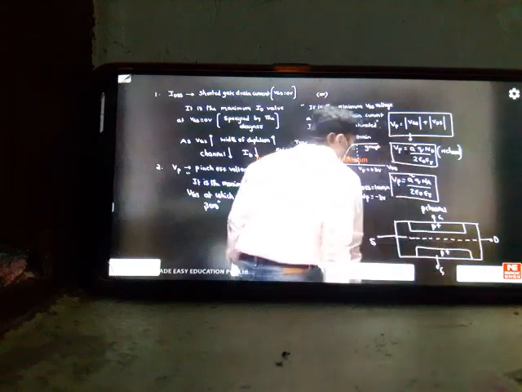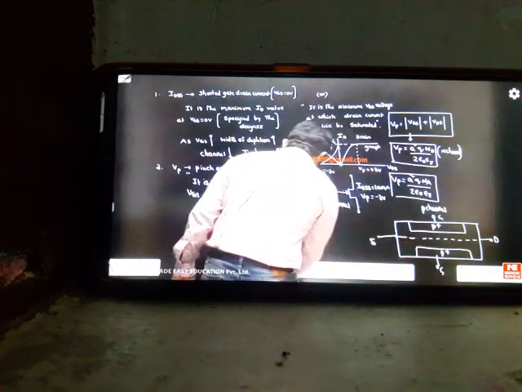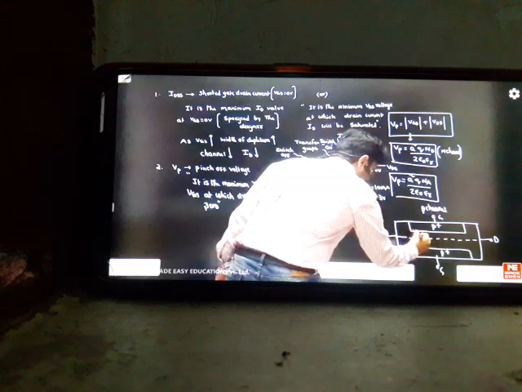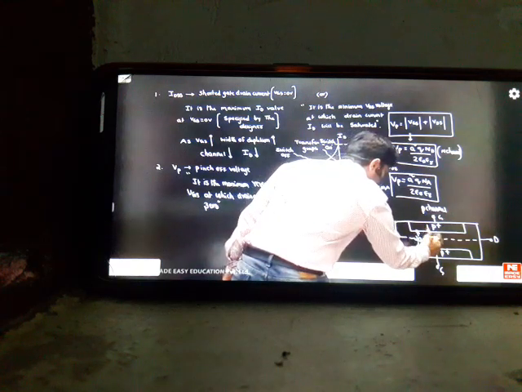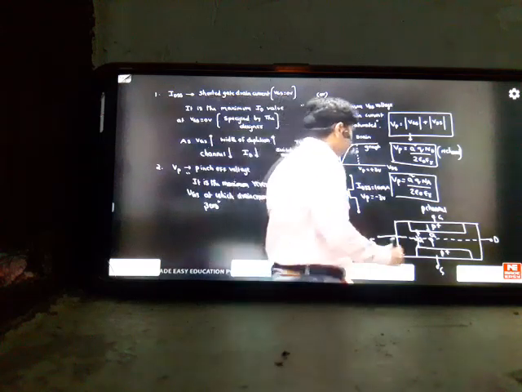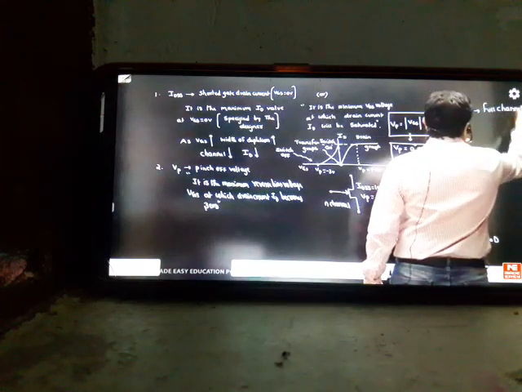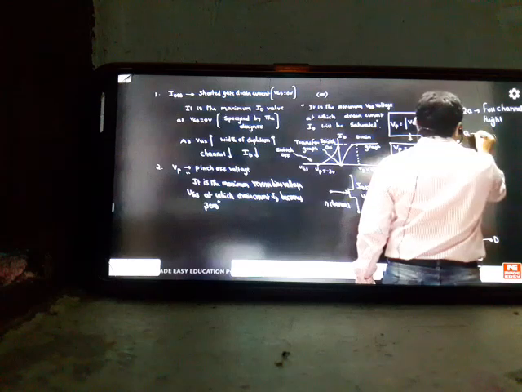If you cut like this, it becomes half of the device. Two PN junction devices you can cut like this. The total channel height he has taken as 2a. This is 2a. Then the half channel is a. So this is the dimension. 2a means full channel height, and a means half channel height. So 2a decides the full channel height, and a is called the half channel height.